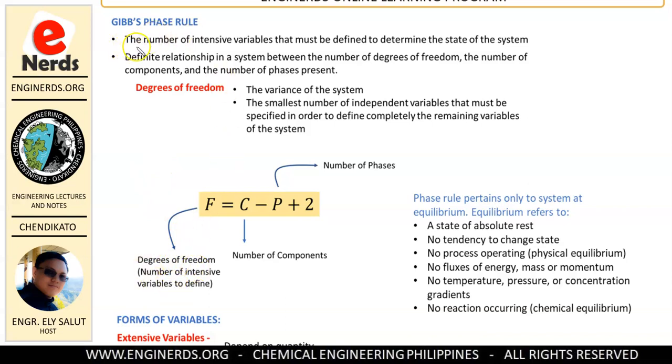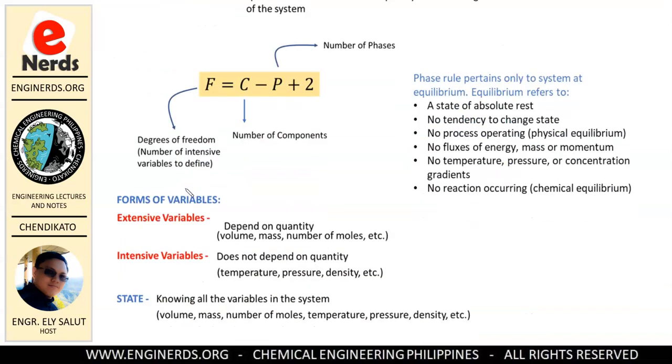Katulad ng definition natin dito, the number of intensive variable that must be defined to determine the state of the system. So ito yung magsasabi sa atin kung ilan intensive variable ang dapat na alam natin para ma-define natin kung ano yung overall state ng ating system. So, para maintindihan natin, let us explain kung ano ba yung mga ginagamit nating term. So, sabi natin kanina, yung degrees of freedom is the number of intensive variable to be defined, no? So, ano ba yung intensive variable?